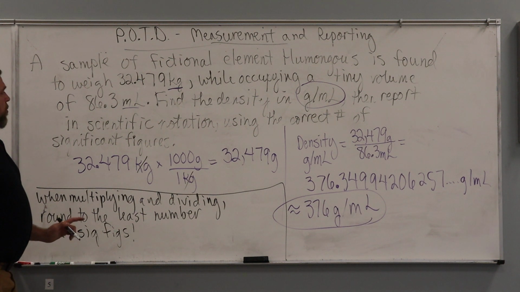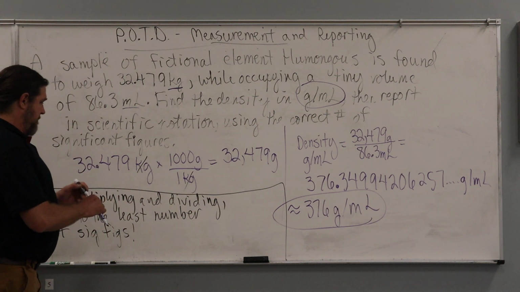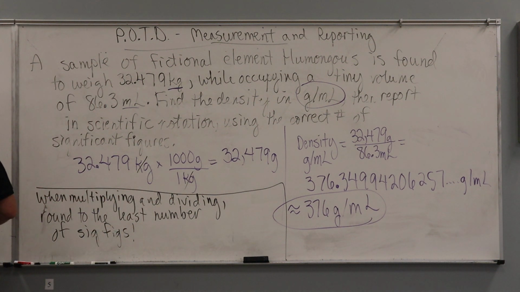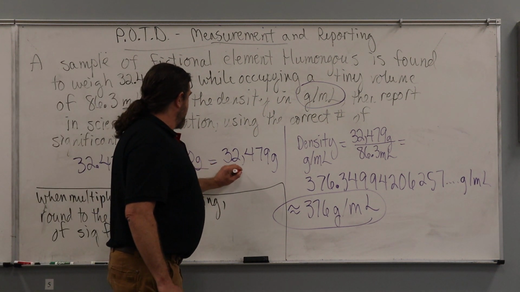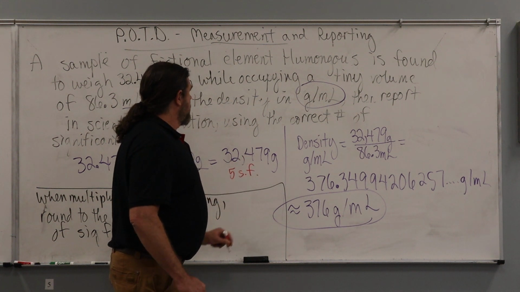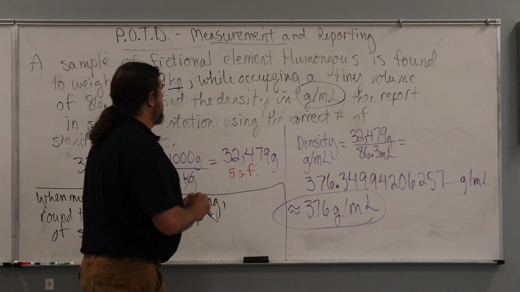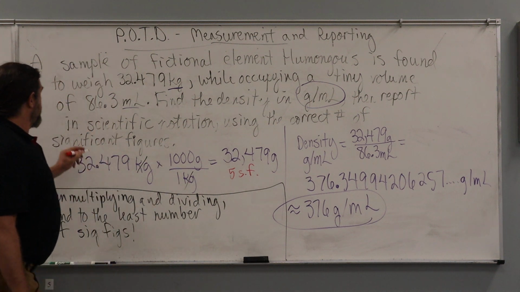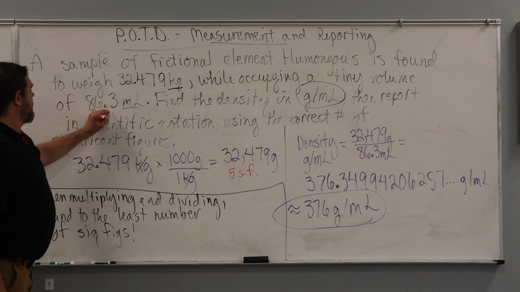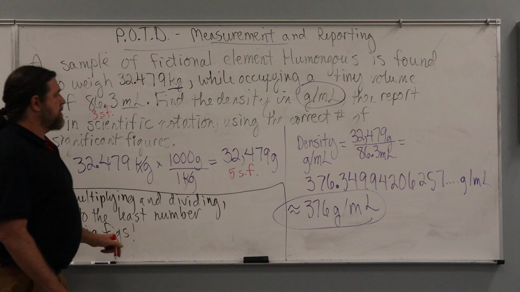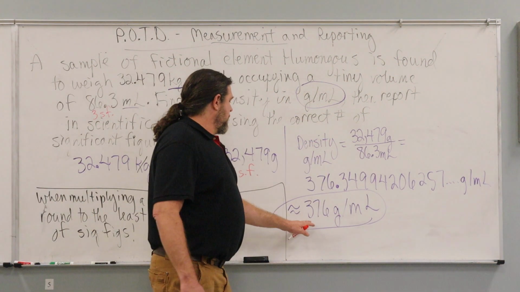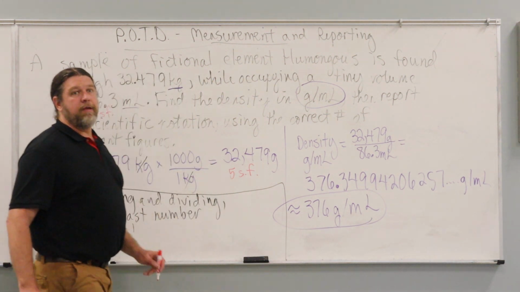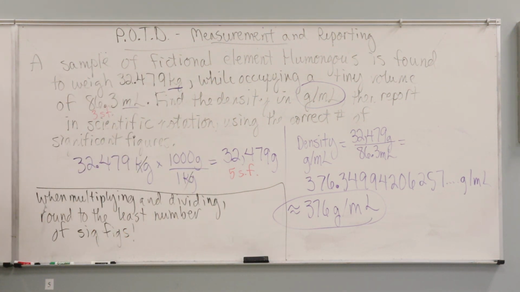So here, for this number, we have 5 sig figs, whereas right here, this volume, we have 3 sig figs. So it makes sense that when we have 5 sig figs and 3 sig figs, we will round to 3 significant figures. That's what we do in a multiplication or division problem.